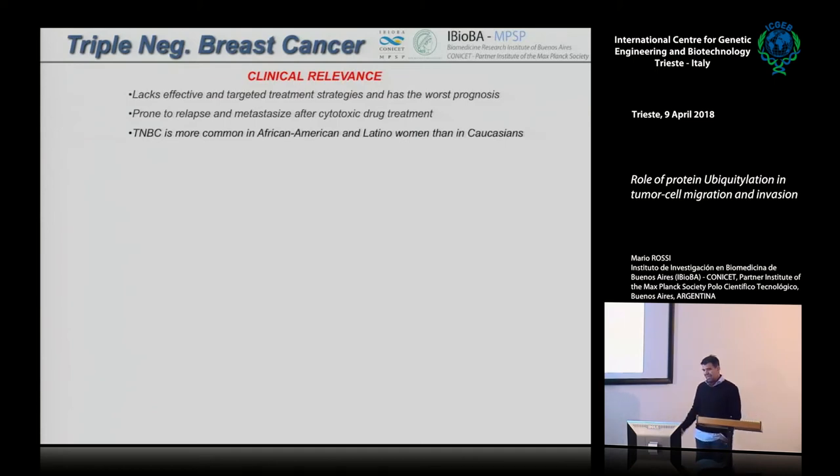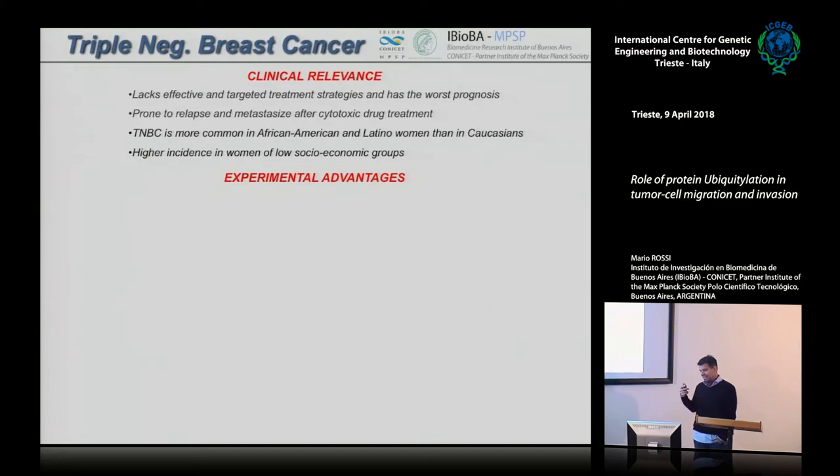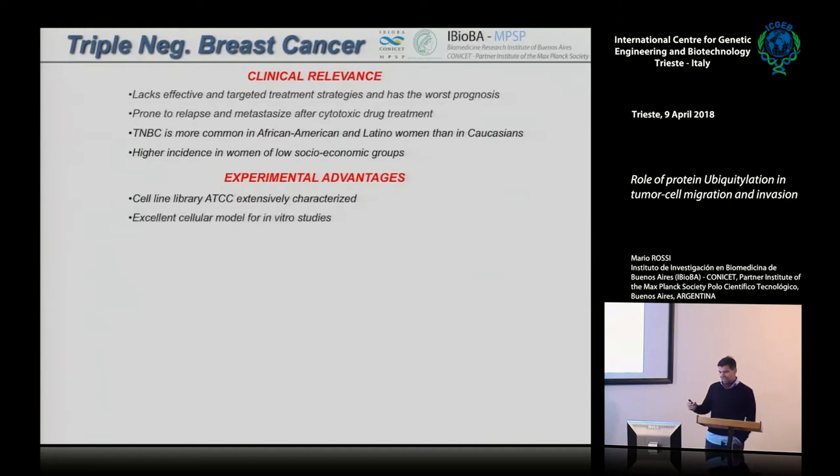It affects specific groups of origin, although it's not clear, unfortunately, whether it has to do with genetics or socioeconomic groups, and still is a matter of debate, but it has an interesting edge on where to work. And on top of that, the other important aspect for us is that it has very interesting experimental advantages, as we have almost 20 cell lines derived from triple negative breast cancer that have been extensively characterized. Those are excellent tools to work in vitro.